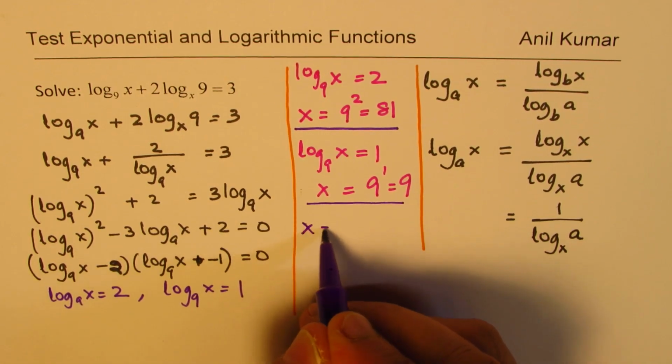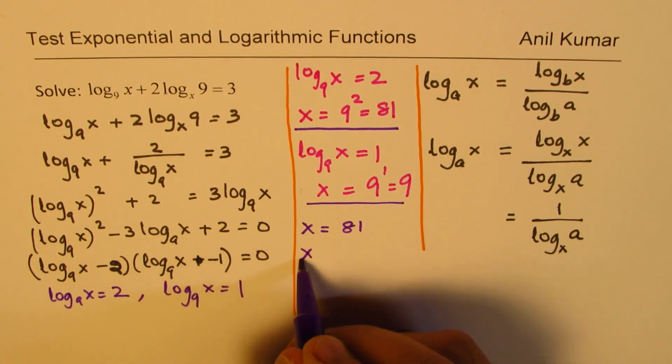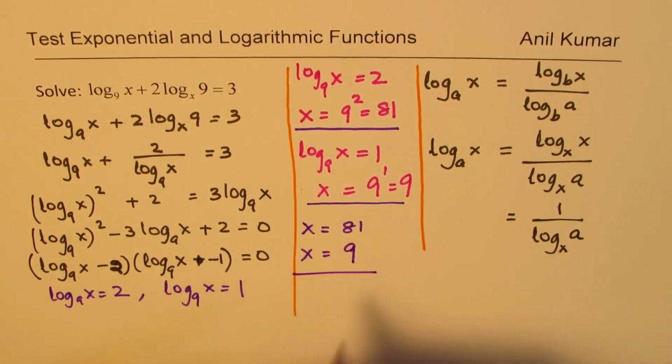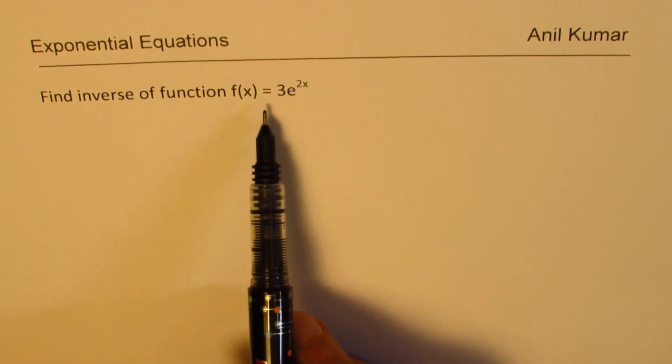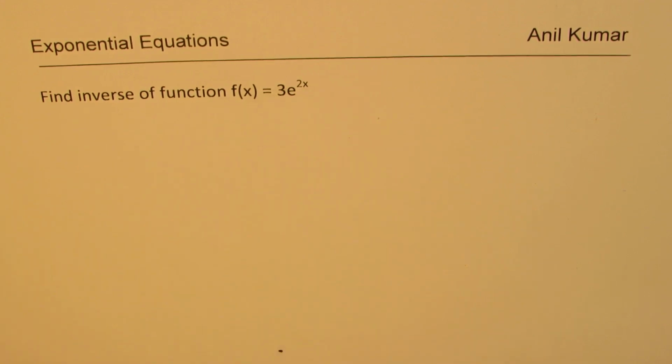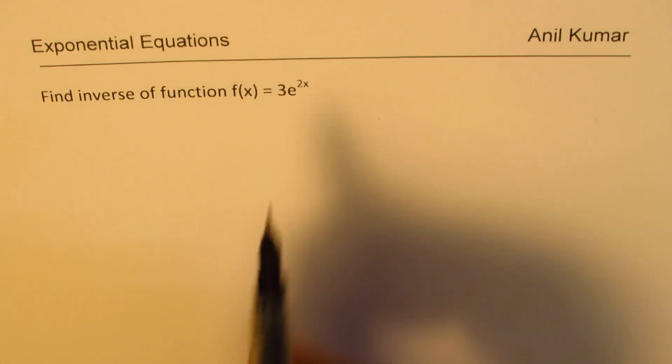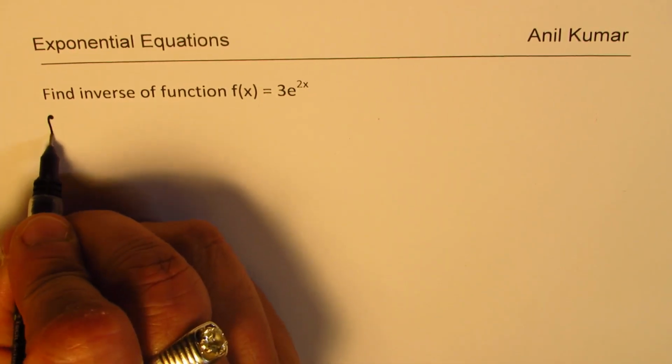So we get x equals 81 and x equals 9. Is that clear to you? So that is how we are going to solve this particular question. We'll find the inverse of the function f of x equals 3 times e to the power of 2x in this particular video. Now let us try to understand the function itself first.